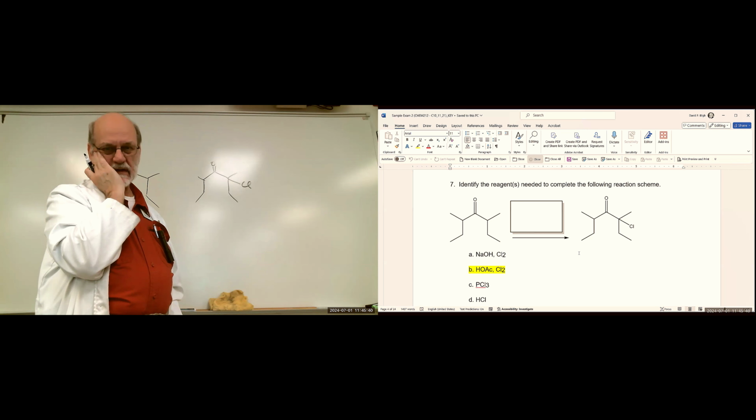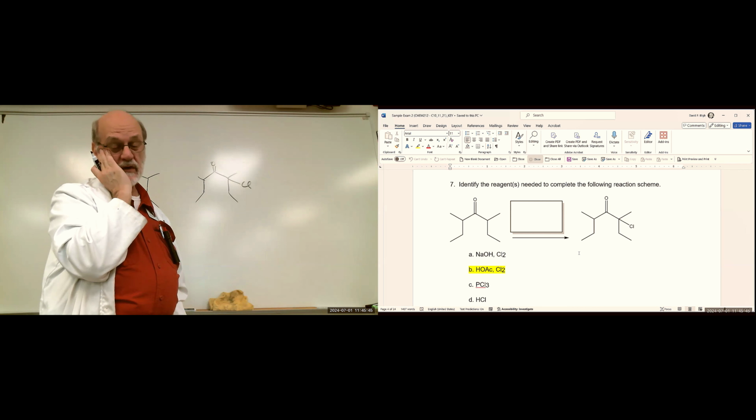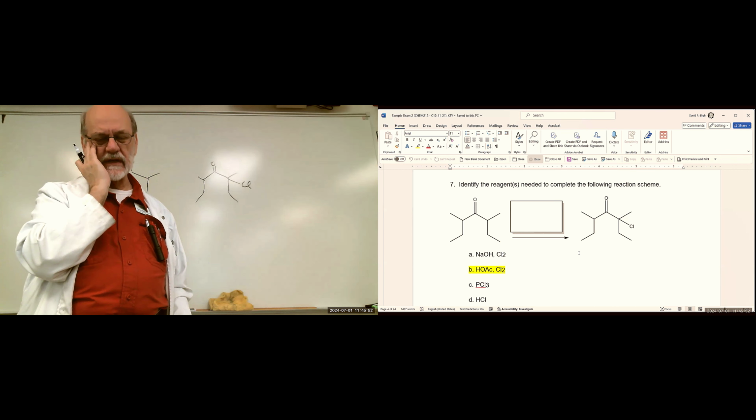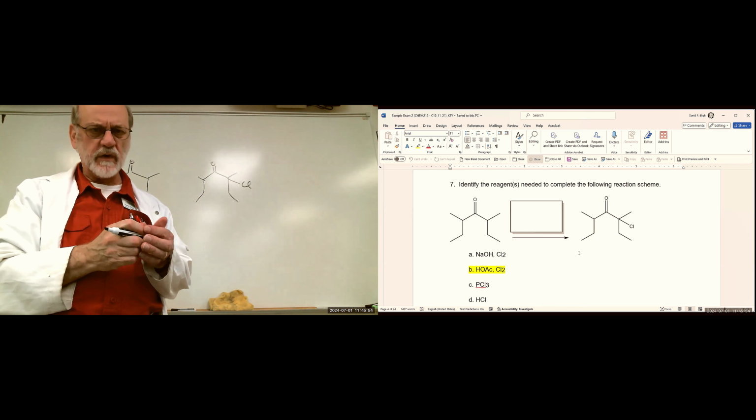We want to chlorinate an alpha carbon. And it's symmetrical, so actually it doesn't matter which side it attacks. Right? There's no regioselectivity involved there. Both alpha carbons are equivalent.